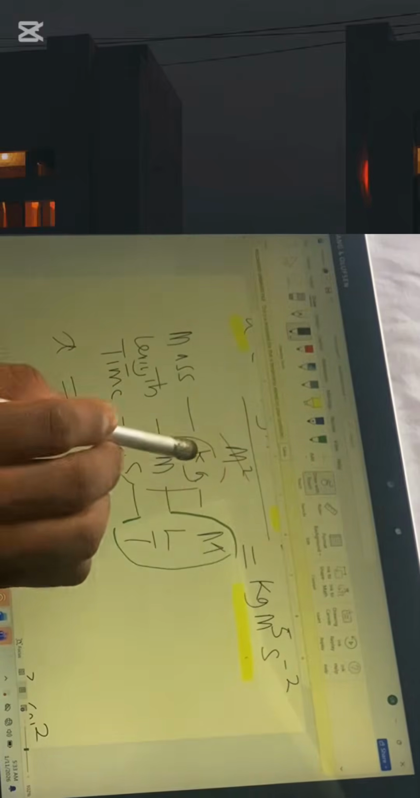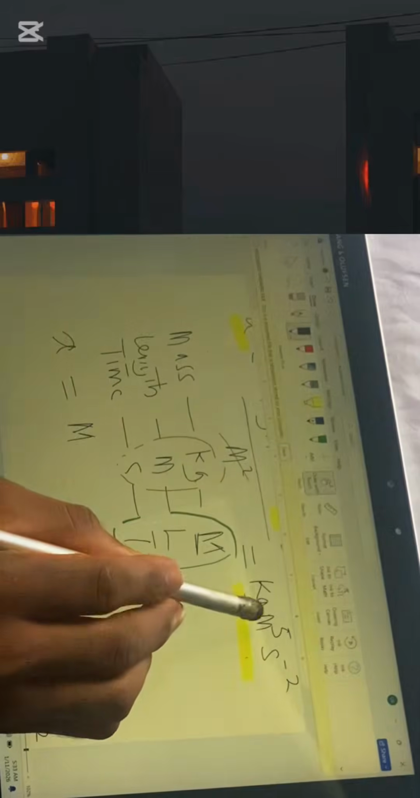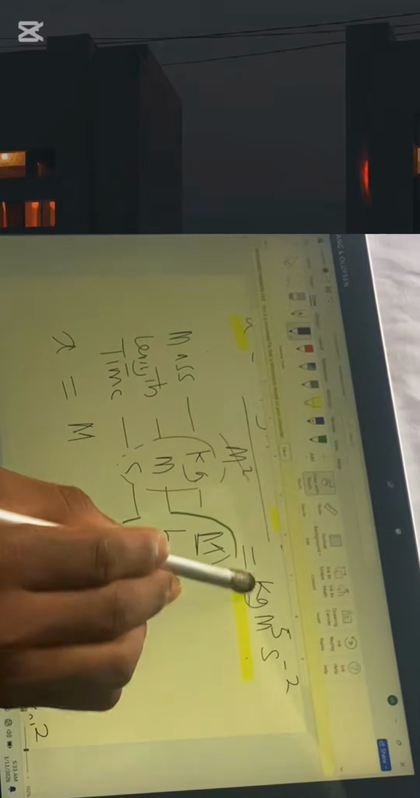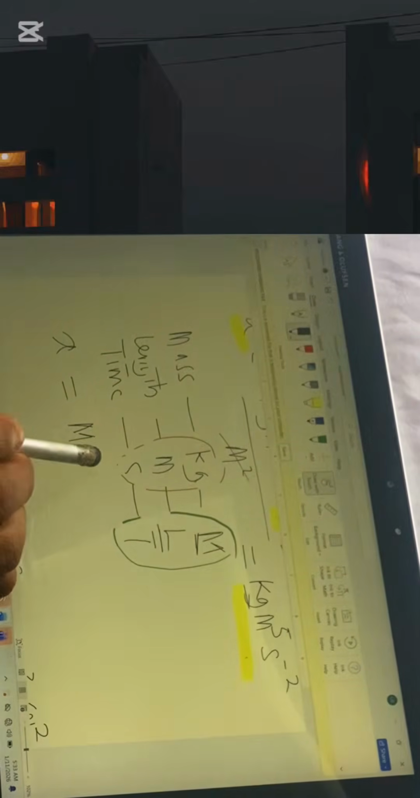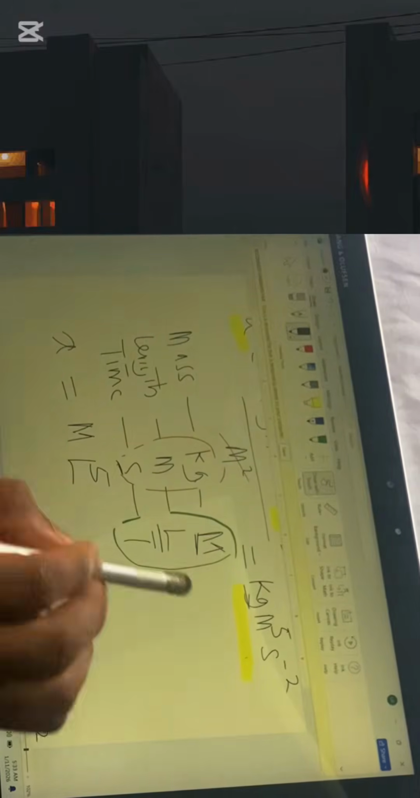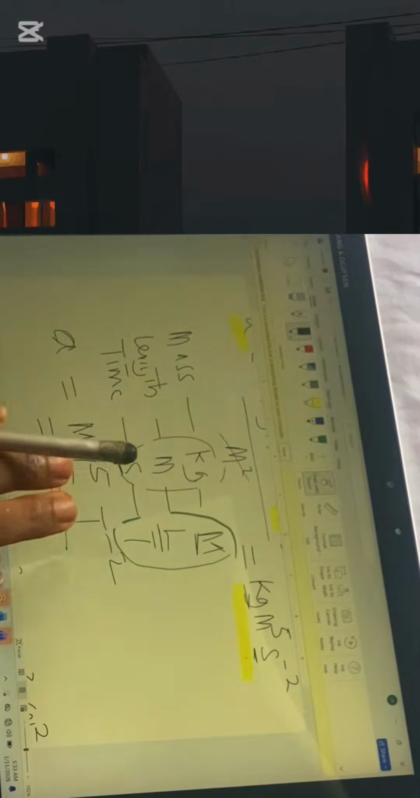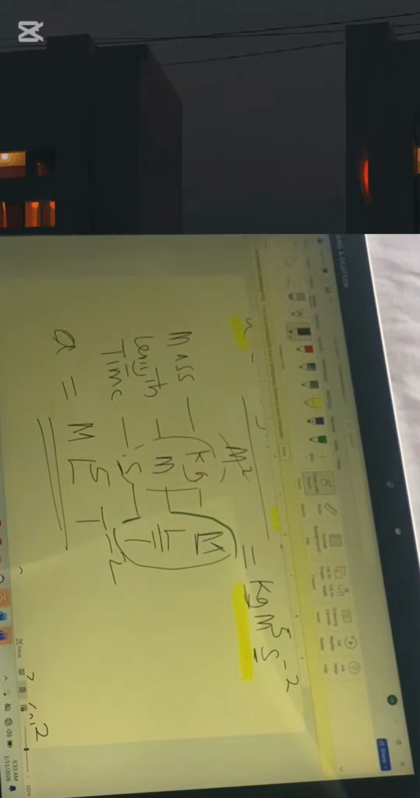Kg, the dimension is this, that is capital letter M. Meter, the dimension is this, that is L raised to the power of 5. Seconds, the dimension is this, that is T raised to the power of -2. So class, this is my A. Our A is M, L raised to the power of 5, T raised to the power of -2.